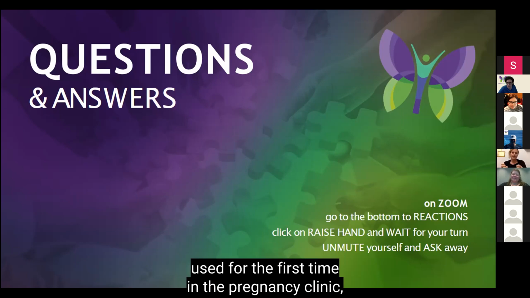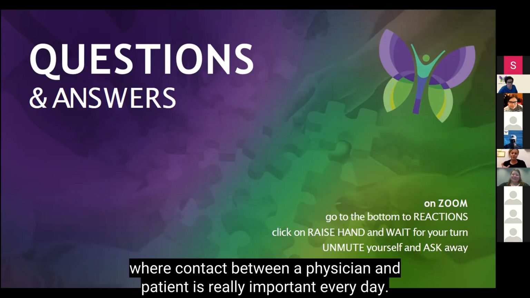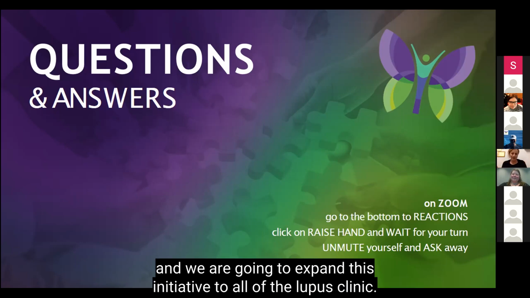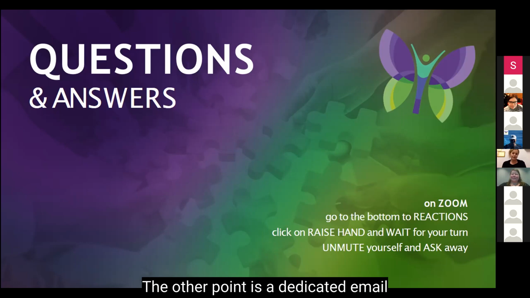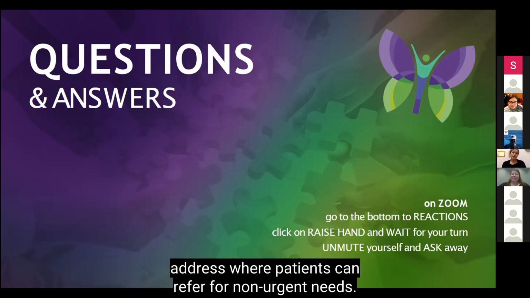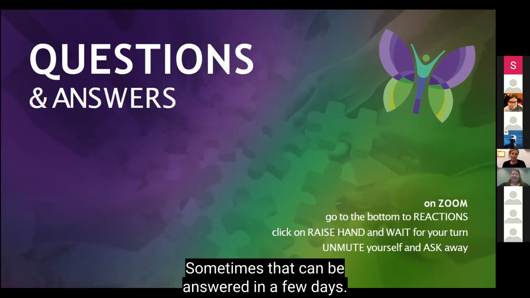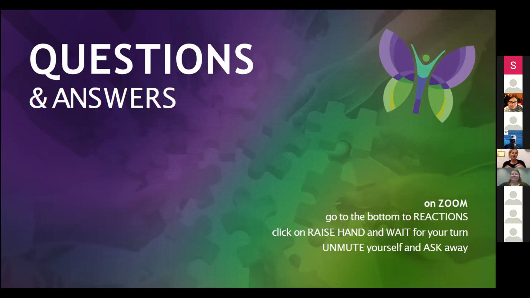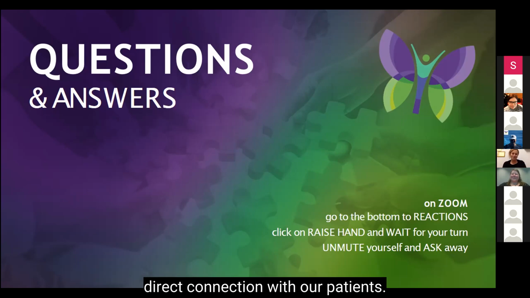project. This is a very first time used in a pregnancy clinic, where the contact between physician and patient is really important every day. So we have set up a dedicated phone number, and we are going to expand this initiative to all the lupus clinic. The other point is a dedicated email address, where patients can refer for non-urgent needs. Sometimes that can be answered in a few days. Yeah. But it is an issue. I recognize that this is an issue. And at this time, we have not a direct connection with our patient.